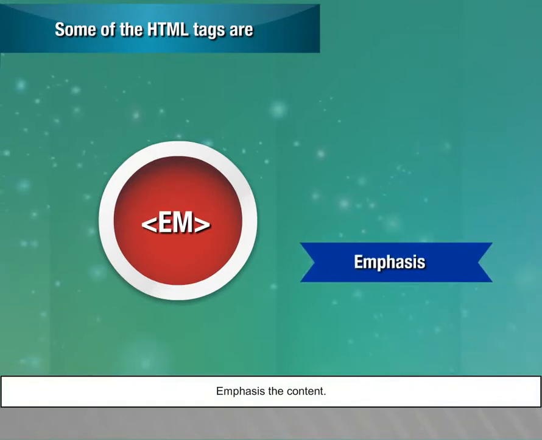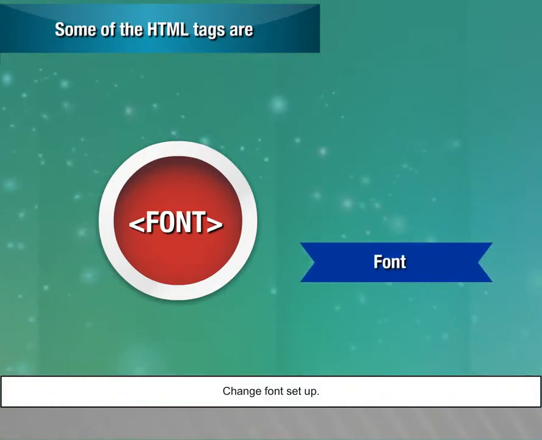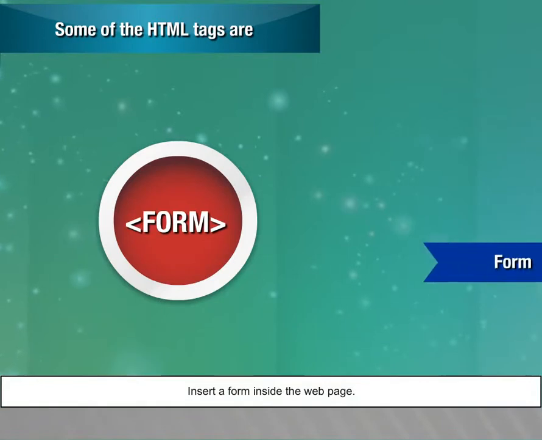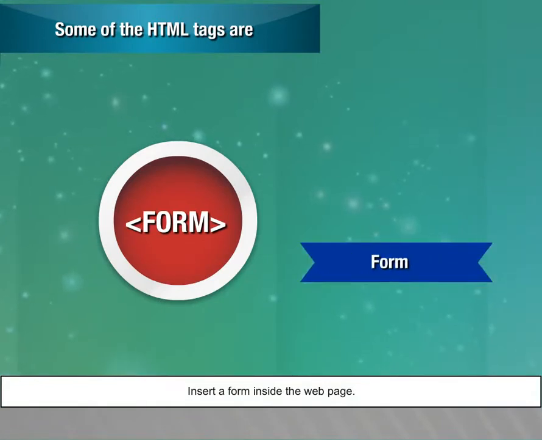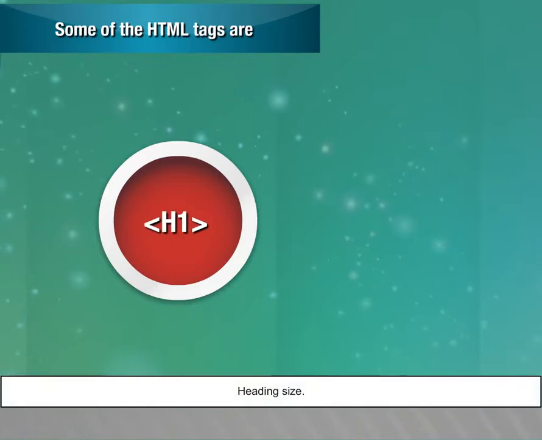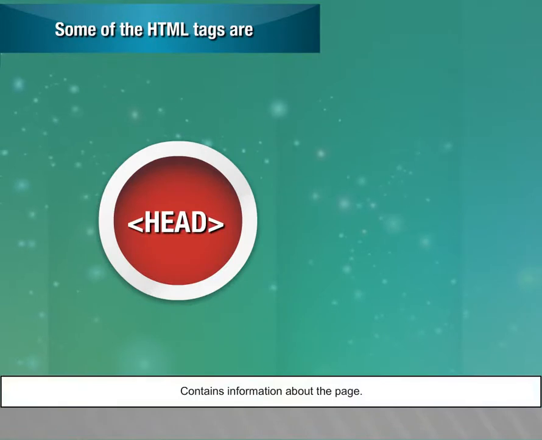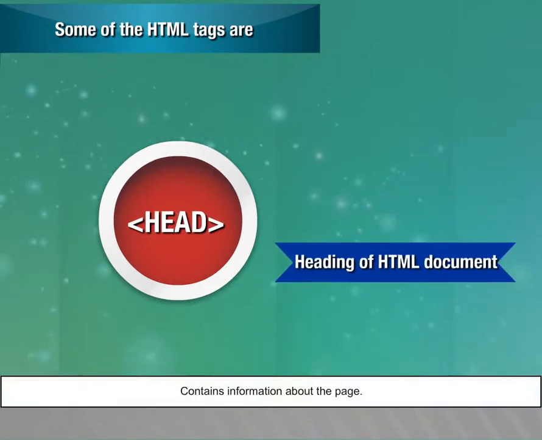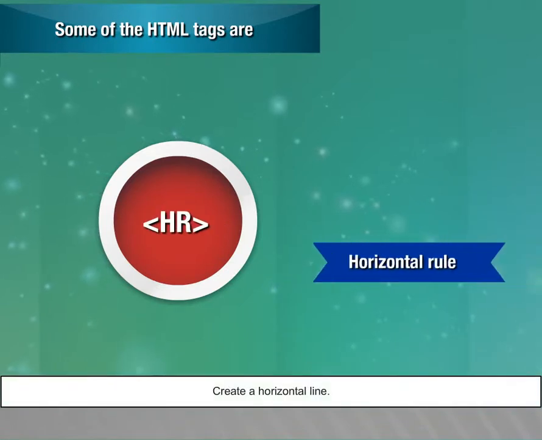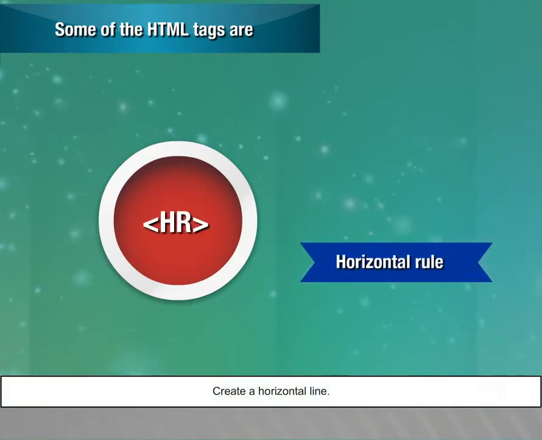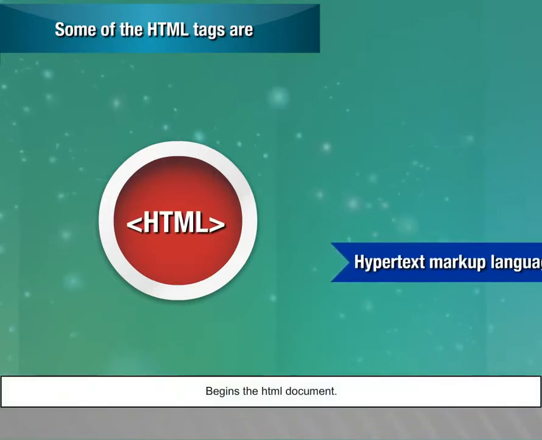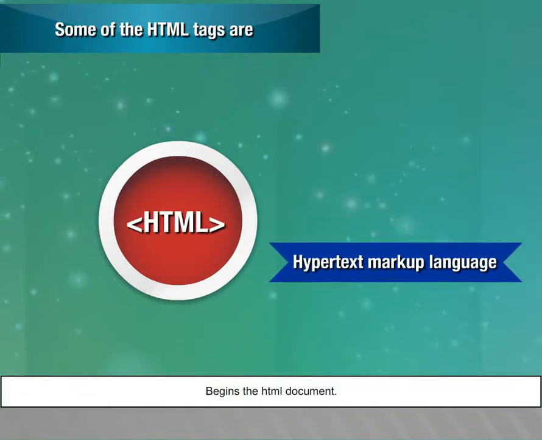EM, emphasis, emphasize the content. Font, change font setup. Form, insert a form inside the web page. H1, heading 1, heading size. Head, heading of the HTML document, contains information about the page. HR, horizontal rule, creates a horizontal line. HTML, hypertext markup language, begins the HTML document.